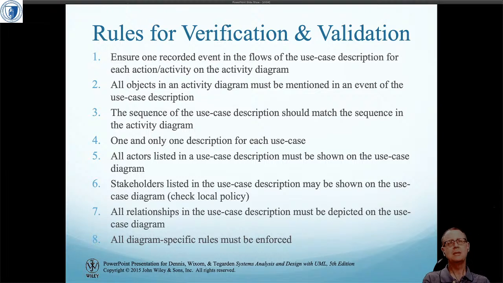on the activity diagram. All the objects in an activity diagram must be mentioned in an event of the use case description. The sequence of the use case description should match the sequence on the activity diagram. There shouldn't be any contradictions. One and only one description for each use case. All actors listed in the use case description must be shown on the diagram. Stakeholders listed in the use case description must be shown on the use case diagram. All relationships in the use case description must be depicted on the use case diagram, and all diagram-specific rules should be enforced.